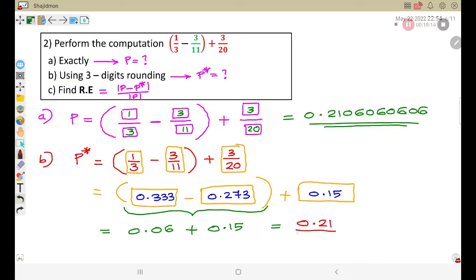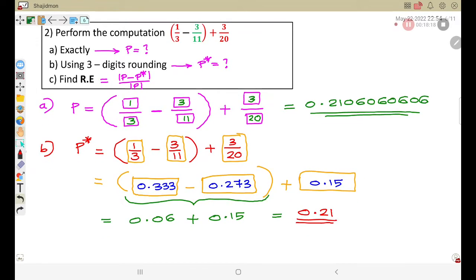0.21, correct. This is the value of P star. P star equal to 0.21. You can see the P number and P star number, similar number, correct. It will be similar always. 0.210, here also 0.21. Okay, so P and P star always compare because they should be similar number, near number.